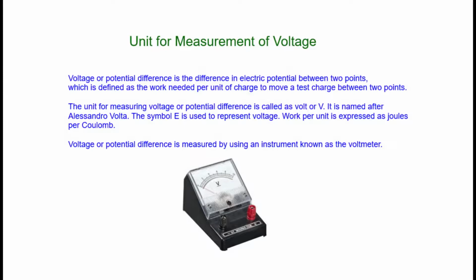Voltage or potential difference is the difference in electric potential between 2 points, which is defined as the work needed per unit of charge to move a test charge between 2 points. The unit for measuring voltage or potential difference is called the volt, or V, which is named after Alessandro Volta. The symbol E is used to represent voltage. Work per unit charge is expressed as joules per coulomb. The electrical difference between 2 points can be caused by electric charge, electric current through a magnetic field, a time-varying magnetic field, or a combination of the above.